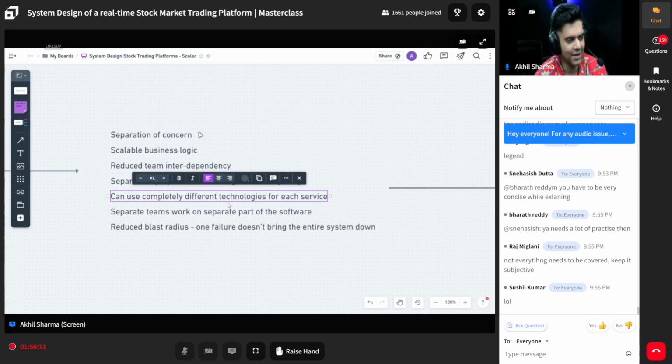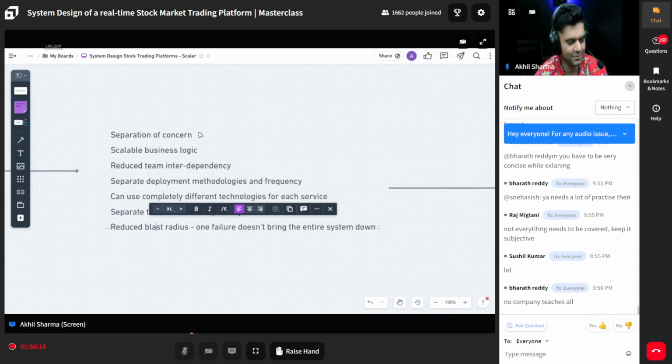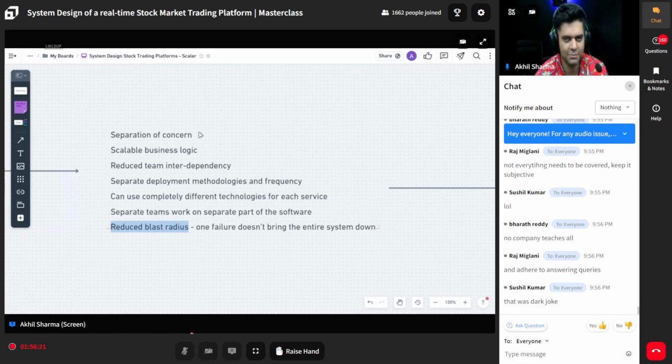You can have separate teams working on separate parts of the software. And most importantly, people with 1 year of experience talk a lot about reduced blast radius. They talk about how, with a separate service, even if that service goes down, it doesn't bring the entire system down. So the failure is contained.